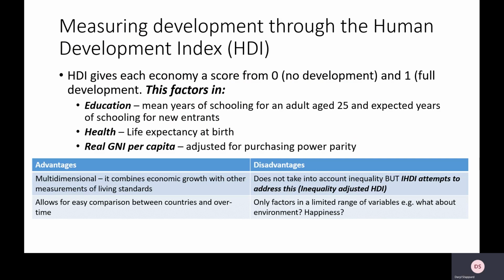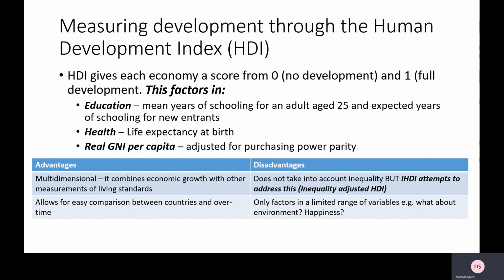Right, okay, now the most common way of measuring economic development in our economy is to look at something called the Human Development Index, the HDI. Now, what the HDI will do, it will rank every country from 0, which is no development, to 1, which will be full development. So it will factor in 3 different indicators of development: education, health, and real GNI per capita.